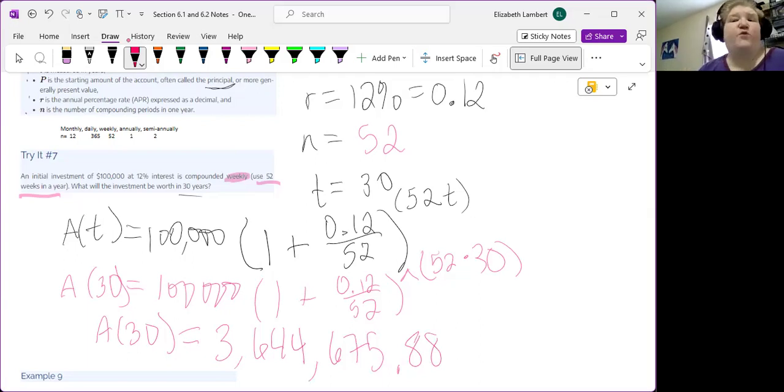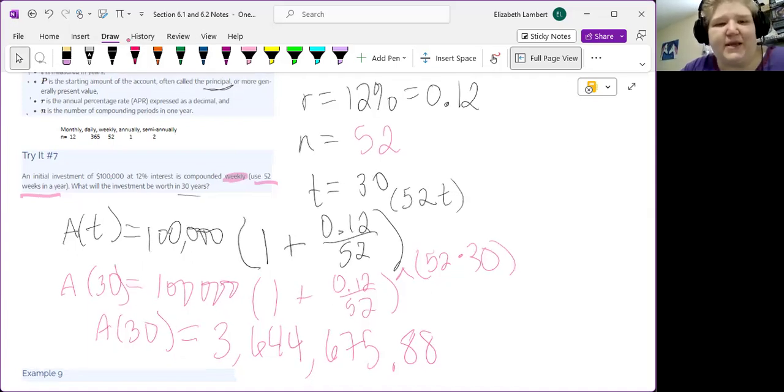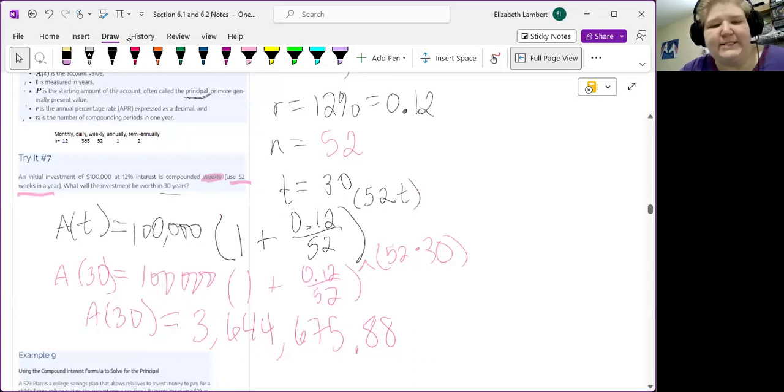So $3.64 million. So if you could get your hands on $100,000 and the real catch, find an account that will give you 12% interest compounded weekly, you too could have $3.6 million. This is again ignoring inflation, so who knows, maybe that would be worth $100,000.